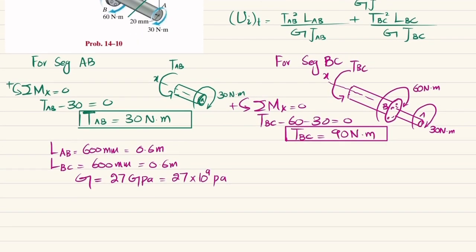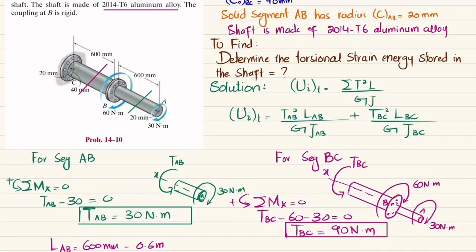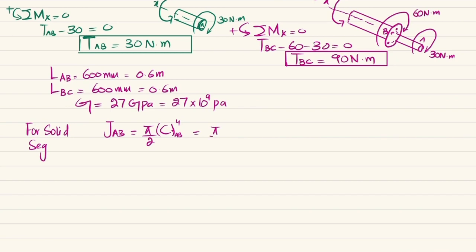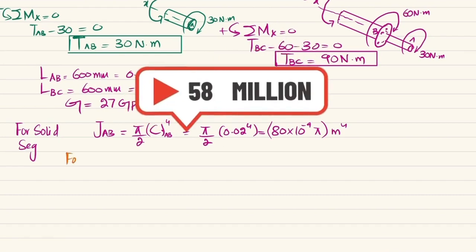Now what about JAB and JBC? JAB is for the solid segment. For a solid segment, JAB is equal to pi by 2 CAB to the power 4. CAB is given as 20 millimeter, so in meter, it will be pi by 2 times 0.02 to the power 4. And that will give you 80 into 10 to the power minus 9 pi, and the unit will be meter to the power 4.